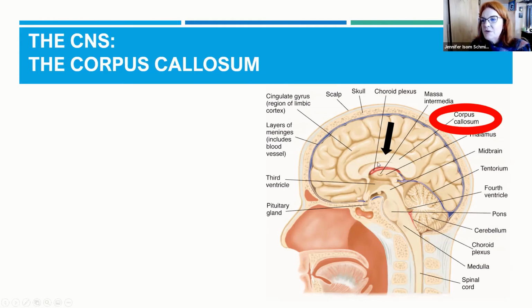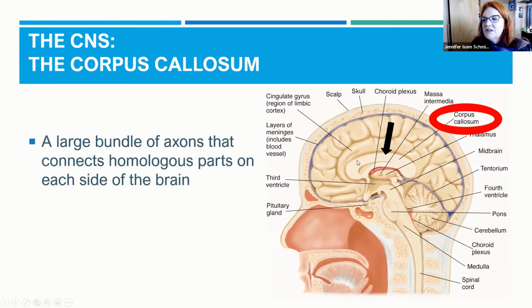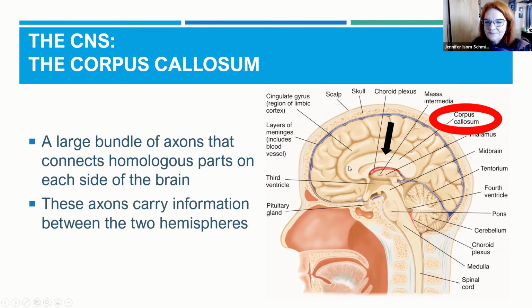That sharing of the information helps us to get a better idea of whatever it is that we're processing in our environment. So really the corpus callosum is this structure right here, this whitish or lightish structure, and it connects the two hemispheres of the brain, homologous parts. So the temporal lobe on the right hemisphere is connected with the temporal lobe on the left hemisphere, et cetera. Okay. And this is a bunch of axons.